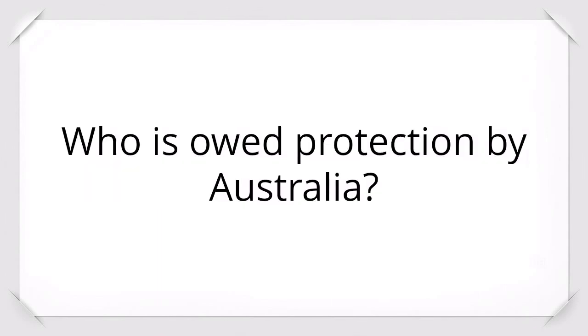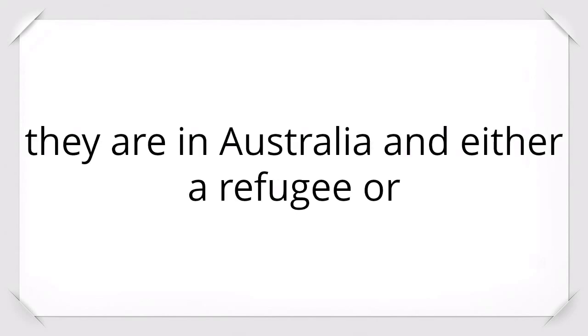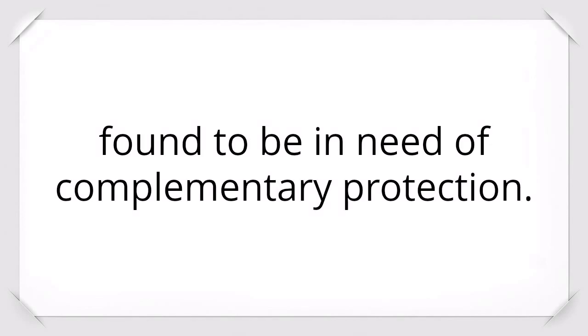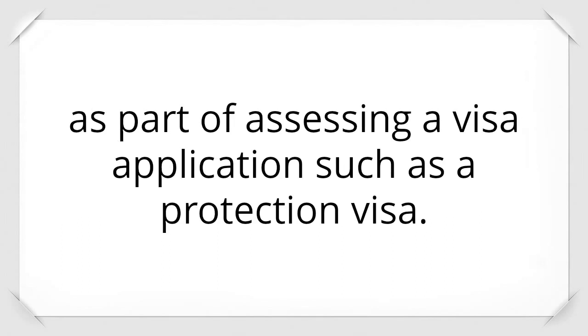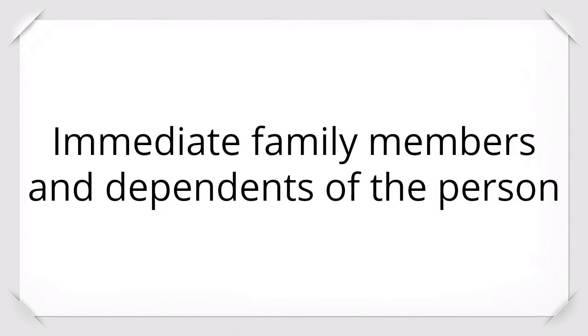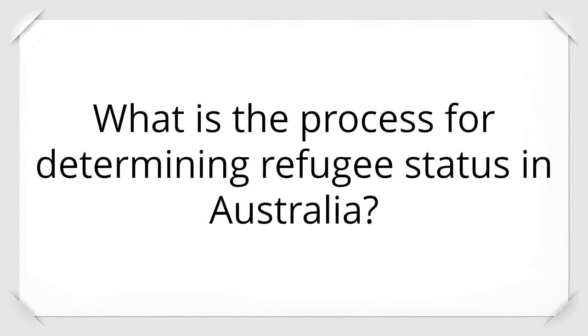Who is owed protection by Australia? A person may be owed protection by Australia where they are in Australia and are either a refugee or found to be in need of complementary protection. The process of determining who is a refugee is normally done as part of assessing a visa application, such as a protection visa. Immediate family members and dependents of the person applying for protection can also be considered in the visa application. So what is the process for determining refugee status in Australia?